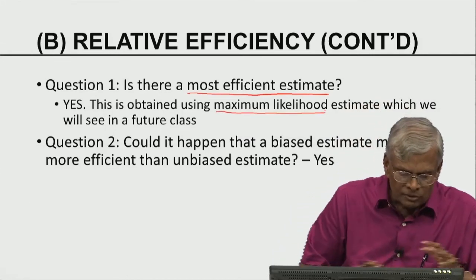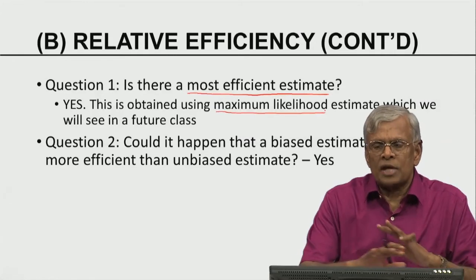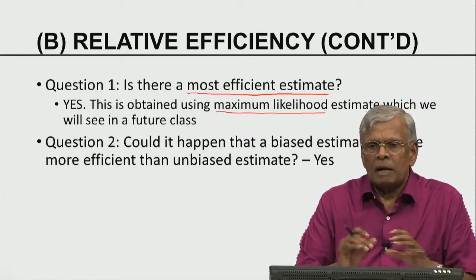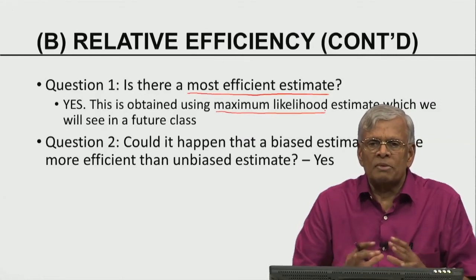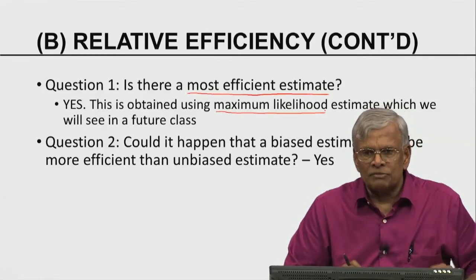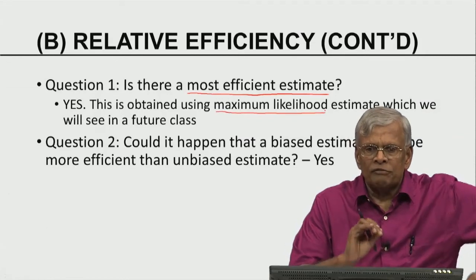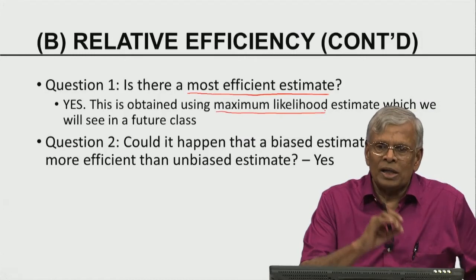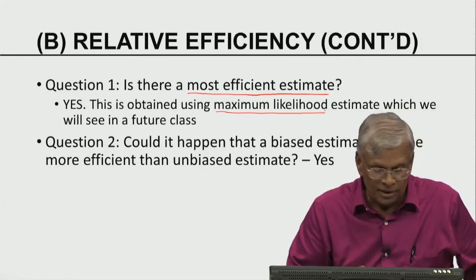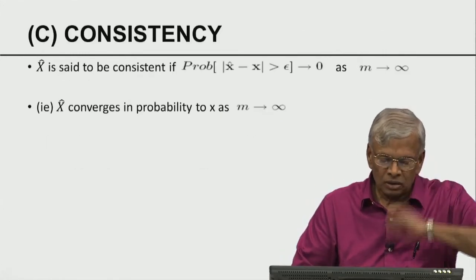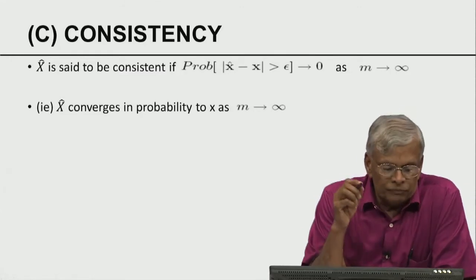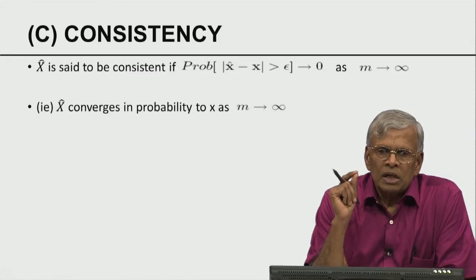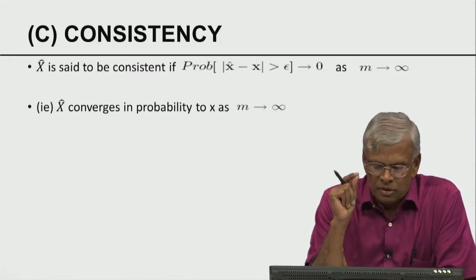These are all the class of questions that statisticians have worked around and developed a beautiful theory. I'm trying to provide a snapshot of some of the fundamental underpinnings of this theory because of its intrinsic interest and intrinsic relation between estimation theory and data simulation theory. Now we come to the next property, which is called consistency. Consistency is again another fundamental attribute.